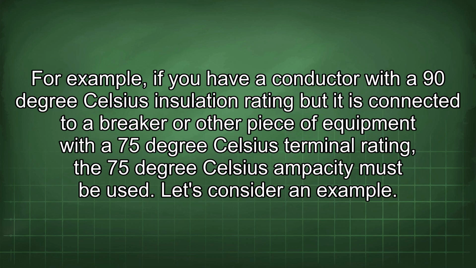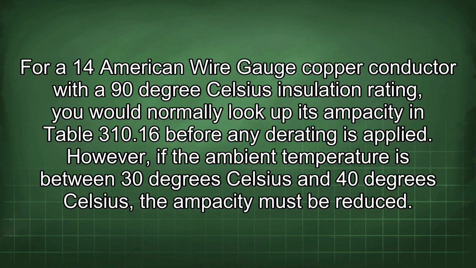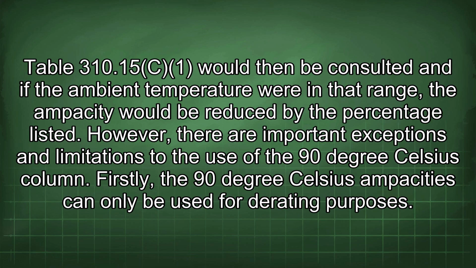Let's consider an example. For a 14 American wire gauge copper conductor with a 90°C insulation rating, you would normally look up its ampacity in Table 310.16 before any derating is applied. However, if the ambient temperature is between 30°C and 40°C, the ampacity must be reduced. Table 310.15 would then be consulted, and the ampacity would be reduced by the percentage listed. However, there are important exceptions and limitations to the use of the 90°C column.